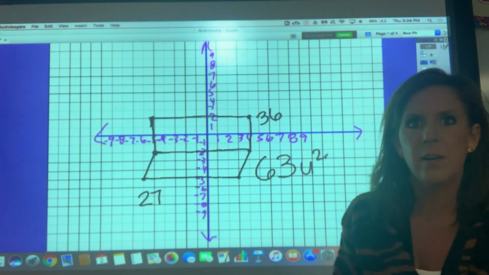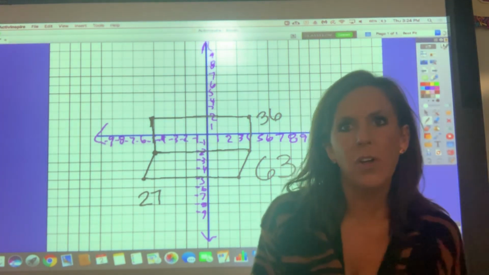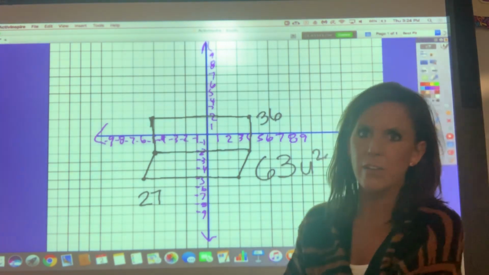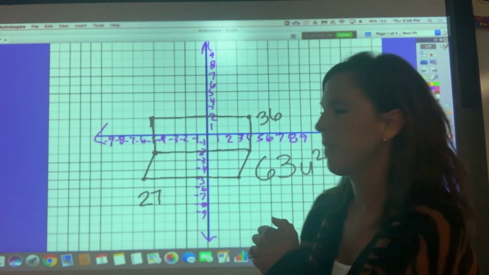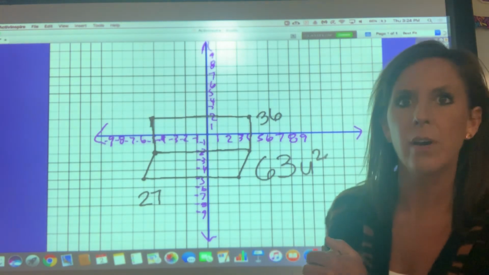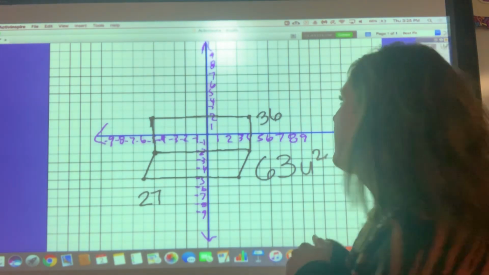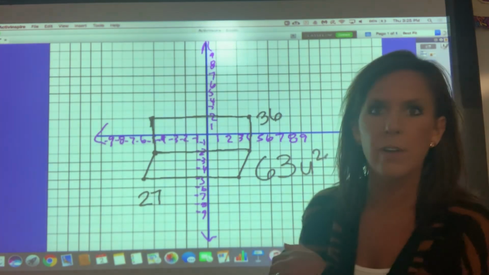63 units squared. So that's pretty much all there is to know about composite figures. It's just a shape that's made up of shapes that you have formulas for, and you just split the shape apart and use the formulas that you know for each part.